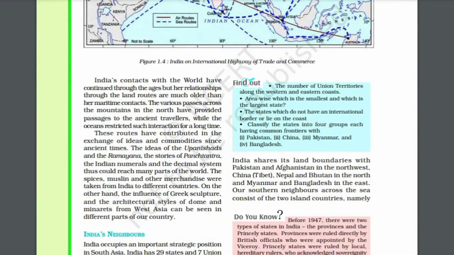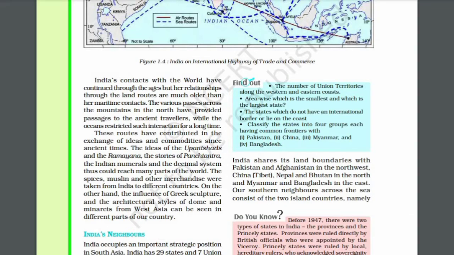India's contacts with the world have continued through the ages, but her relationships through the land routes are much older than her maritime contacts. It means India's contacts with the world have continued through the ages, means since many years India has been keeping contact with different countries in the world, but her relationships through the land routes are much older than her maritime contacts. Maritime means ocean contacts. Land routes developed much more before ocean contacts.